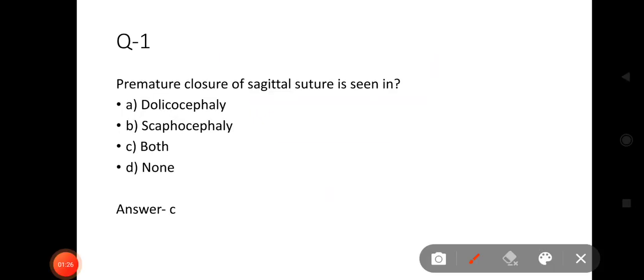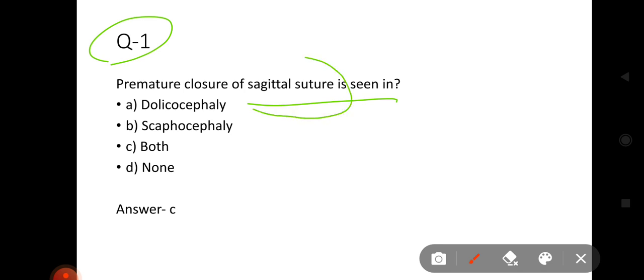We will revise in question-answer mode only, and then a few theory points about that particular question or topic. Question 1: premature closure of sagittal suture is seen in dolichocephaly, scaphocephaly, both or none. Premature closure is craniosynostosis, and of which suture? Sagittal suture. Sagittal suture premature closure is seen in both dolichocephaly and scaphocephaly.